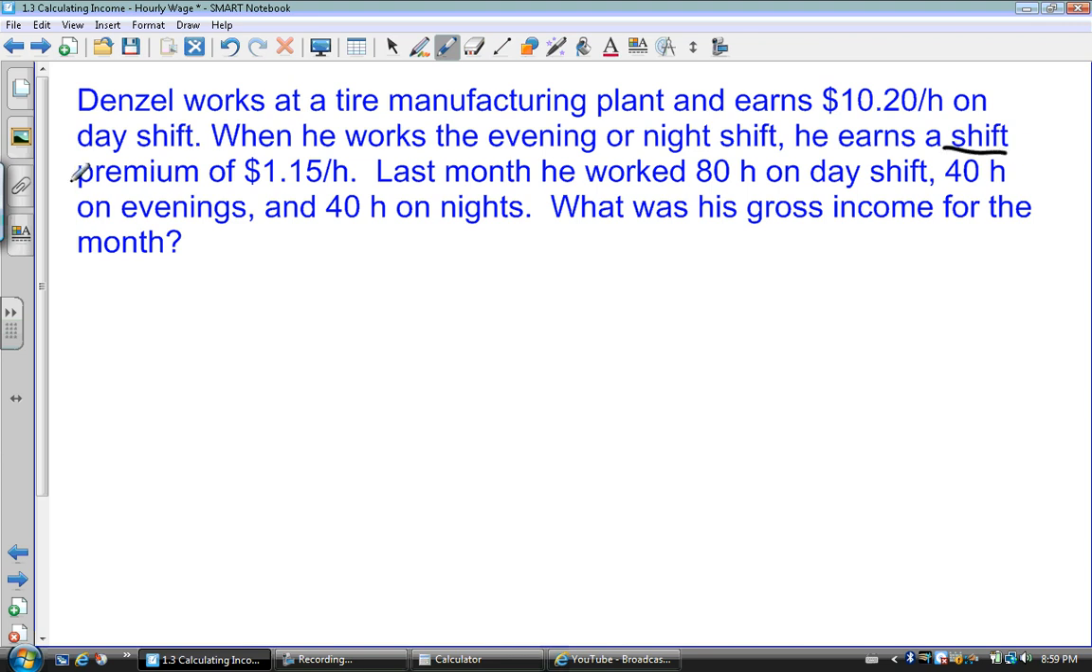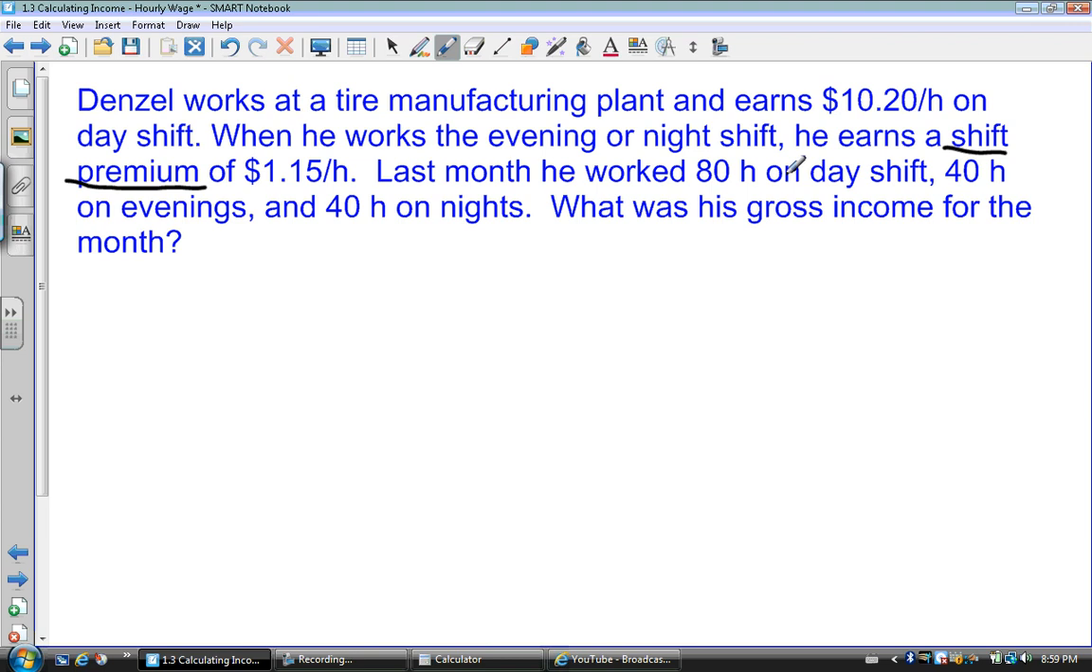A shift premium, and if you look in your workbook on page 10, it says an additional amount of money for working outside of regular workday hours or on weekends. Okay, so you're getting paid a little bit extra. So this shift premium, this $1.15 an hour, is on top of the $10.20 an hour for the day shift. So last month he worked 80 hours on a day shift, 40 hours on evenings, and 40 hours on nights. And we want to know what was his gross income for the month.